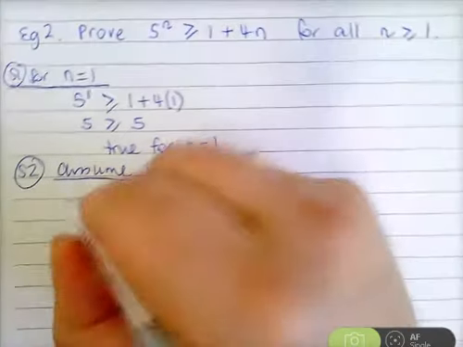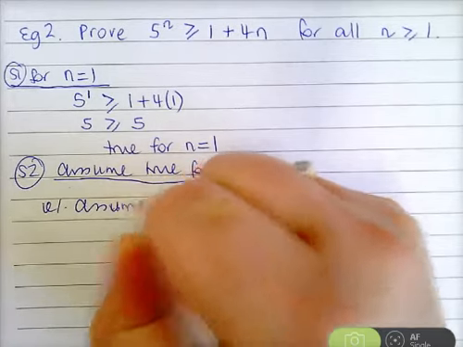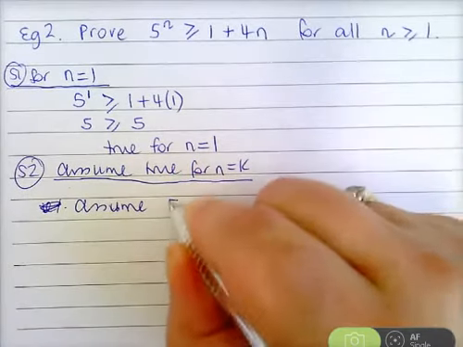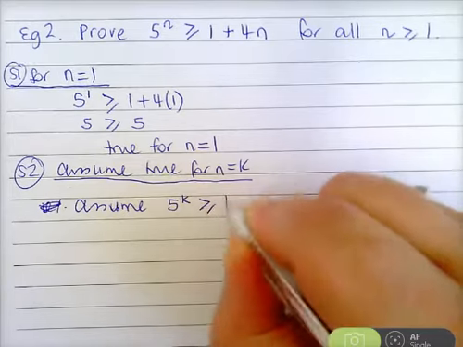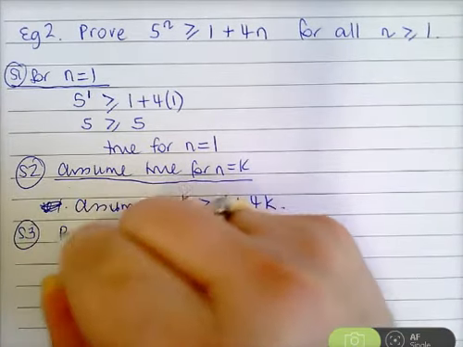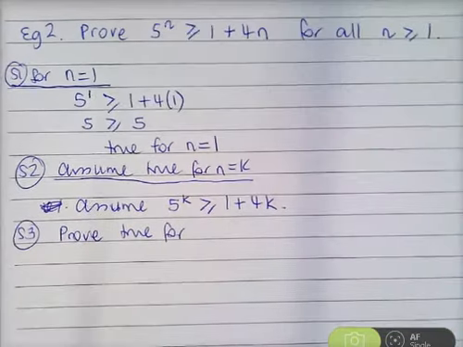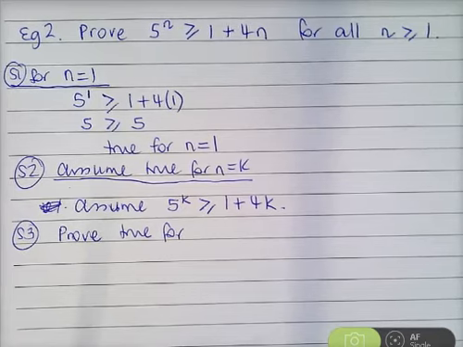Assume true for n is k. That is, we're going to assume that 5 to the k is greater than or equal to 1 plus 4 times k. Now, we've got to get our greater thans and our equals correct. Our greater than on the next row is when what you're writing is definitely greater than what you've just written, and your equals is when what you're writing on the next row is equal to what you had just written.